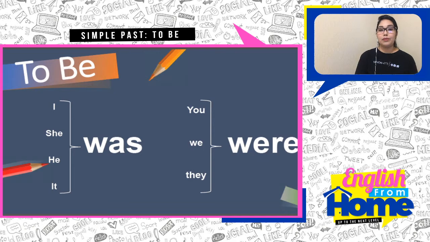And here we have the pronouns. In the simple present, the verb to be is either is or are. So what's going to happen with the simple past? The verb to be is going to be was for I, she, he, and it, and were for you, we, and they. Remember, for I, she, he, and it, we are going to use was. And for you, we, and they, we're going to use were.